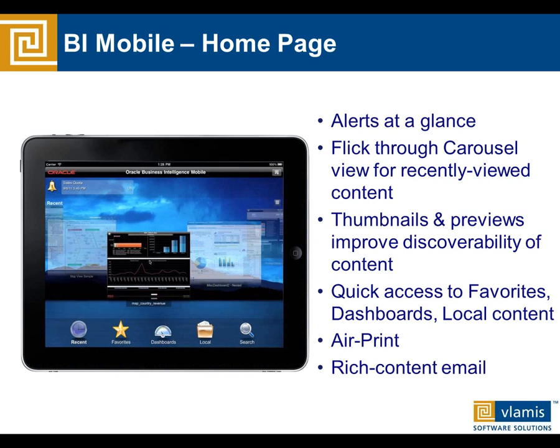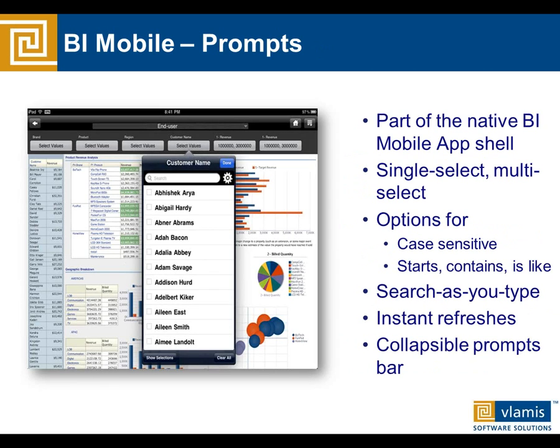That allows you to say, what does that dashboard look like? Gosh, how do I find that? Now they appear with what the dashboard last showed as you go through this carousel view. There's quick access to favorites, dashboards. There's the ability to print things, and there's the ability to email stuff. In terms of the prompting, now the prompts are part of the native BI mobile application shell.